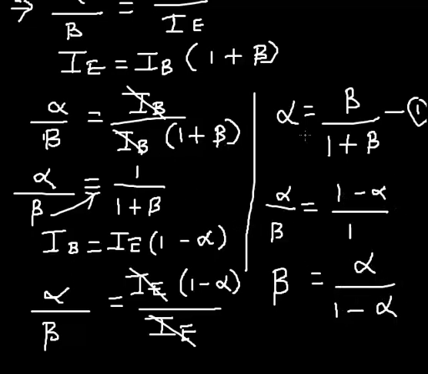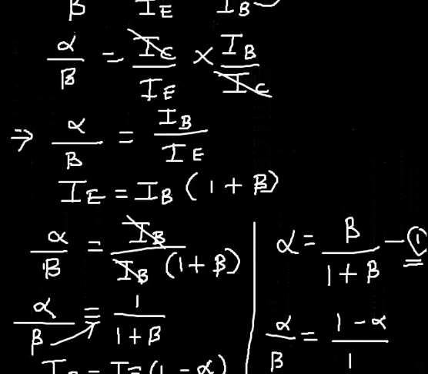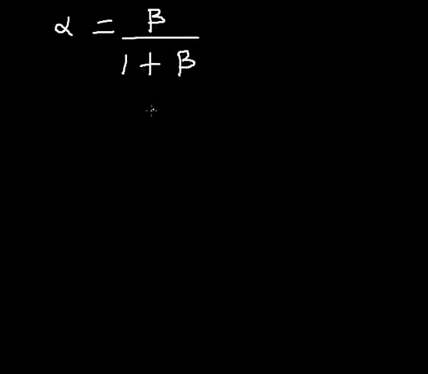I can write it down. In case you don't understand all these steps, just be able to get the last step. The last formula is what I really need, and that's what I'm going to use subsequently. Alpha is equal to beta divided by 1 plus beta. Then beta is equal to alpha divided by 1 minus alpha.